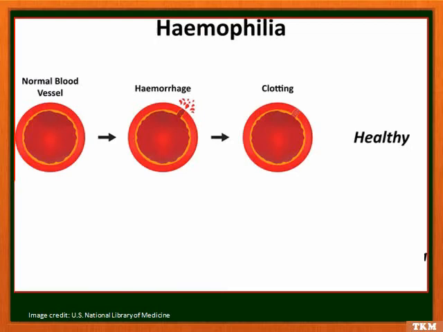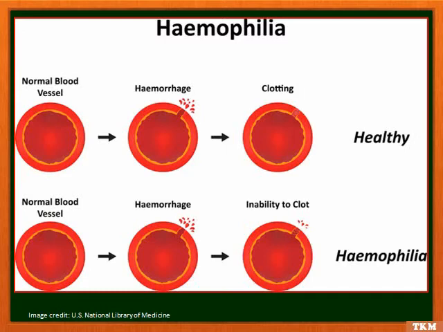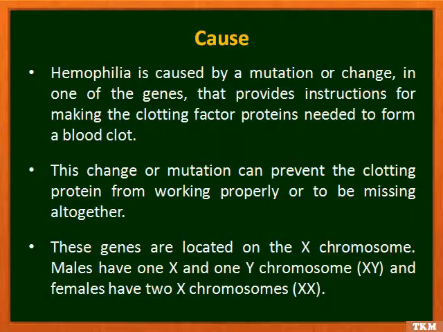So this is what happens in a healthy individual, normal blood vessel. If there is any injury, hemorrhage, there will be clotting. Whereas in hemophilia, in a normal blood vessel, if there is any injury, hemorrhage will happen, but the clotting will not happen. Or it happens, but pretty delayed.